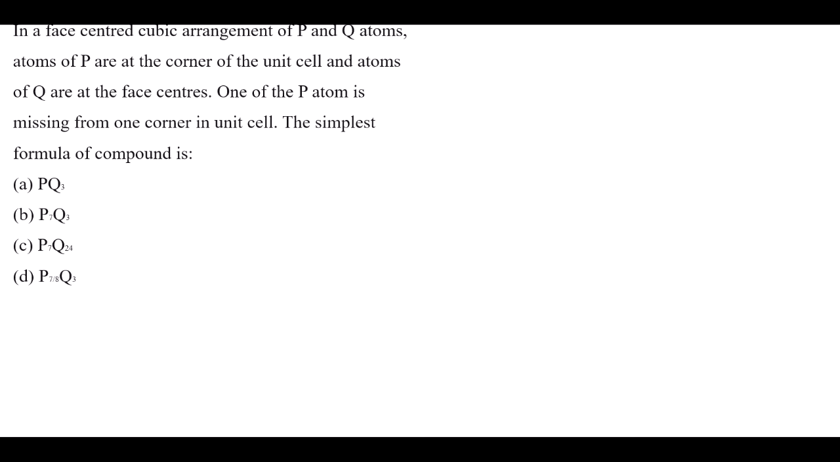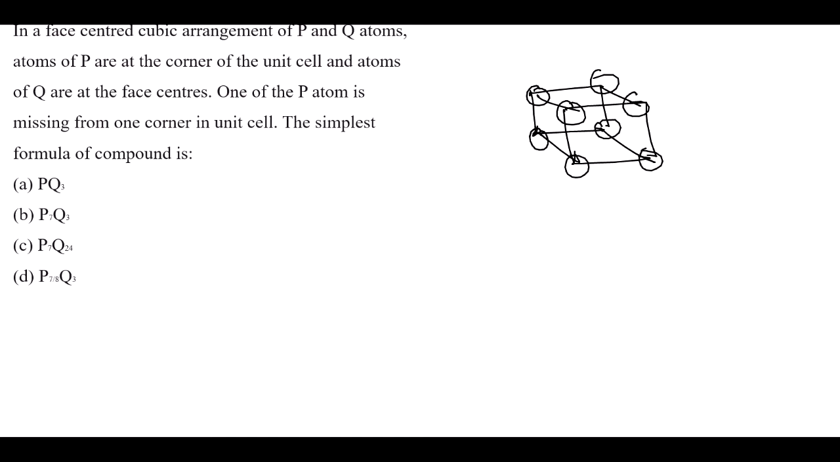In a face centered cubic arrangement of P and Q atoms, atoms of P are at the corner. So suppose we have the cube. Atoms of P will be at the corners. Here the corner atoms we have drawn with black ink. So these are the corner atoms. Q atoms will be at the center of the faces. At the center of each face, a Q atom is there.